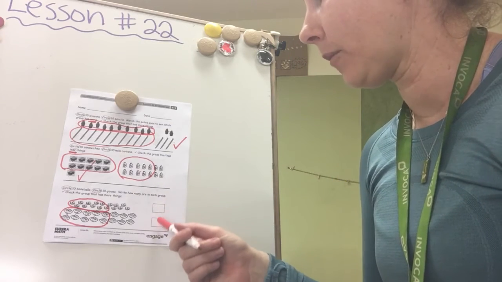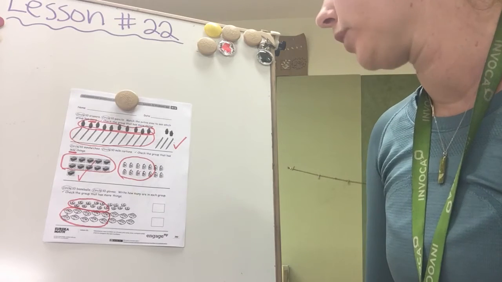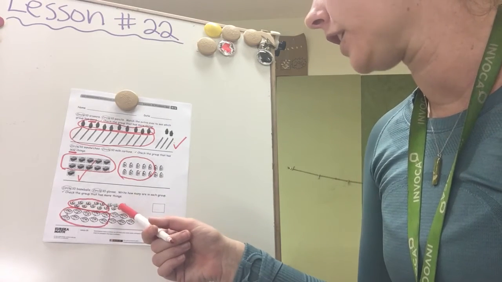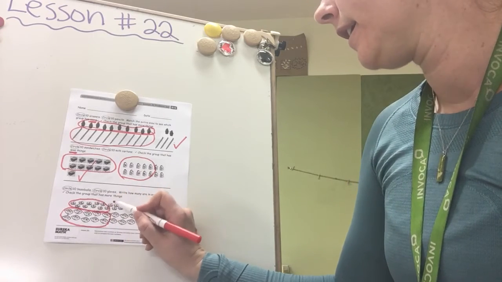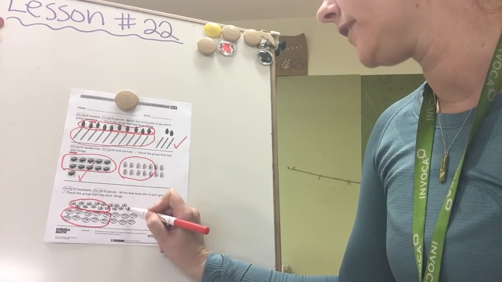So see how they have little boxes here? It's an added step for this problem. So how many baseballs are there? How many gloves are there in total? So we have 10, and 1, 2, 3, 4, 5, 6.